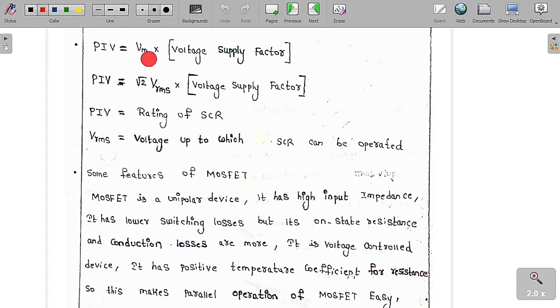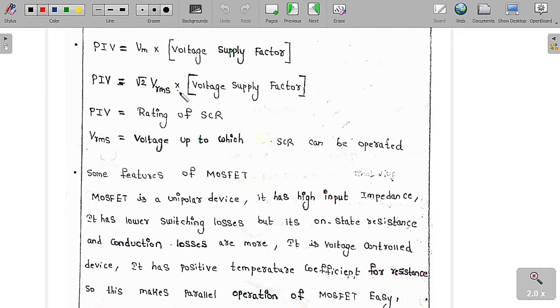So PIV is equal to VM into voltage supply factor, and PIV is equal to root 2 VRMS into voltage supply factor. PIV is called the rating of SCR, and VRMS is equal to the voltage up to which SCR can be operated. So this is a very important formula: peak inverse voltage is equal to VM into voltage supply factor, where VM is equal to root 2 VRMS.